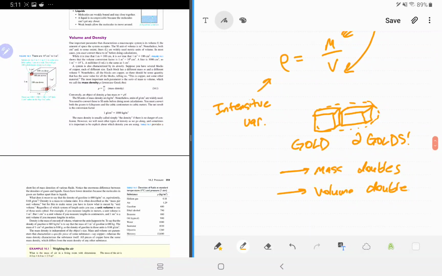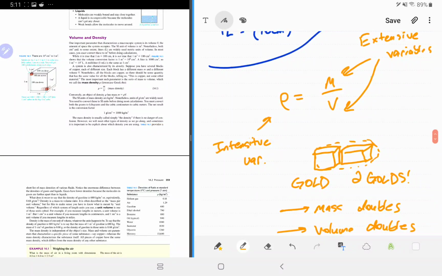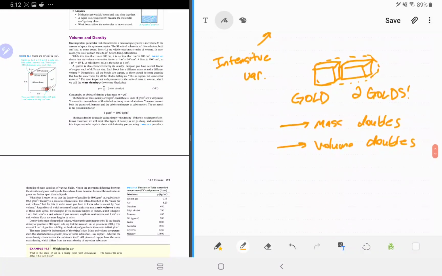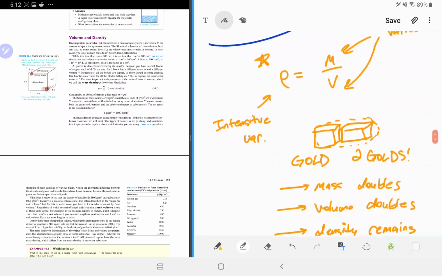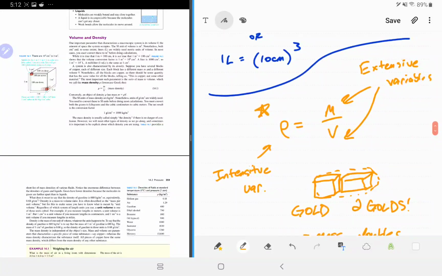But if I take the ratio of the two, if I look at this formula right here, if the numerator doubles and the denominator doubles, the density remains the same, right? So even though the mass doubles and the volume doubles, the density remains the same. So the density is a property of gold that doesn't depend on how much gold you have. So density of gold is some constant value that's something like 18 times the density of water. So for the same volume of water and gold, the gold will weigh 18 times as much.